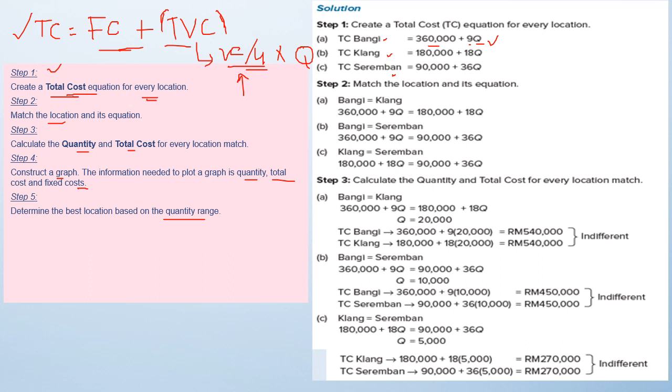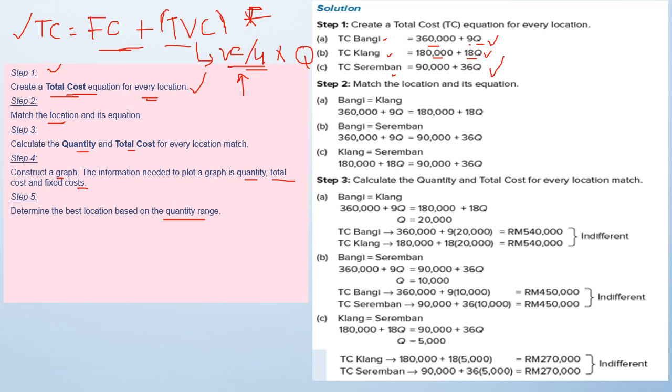And you do the same thing for Kelang and Seremban. You just replace the numbers given in the question. Fixed cost for Kelang is 180,000. Variable cost per unit for Kelang is 18. And you maintain the Q. But the main formula is this one. And this is the total cost equation for Seremban. Okay, so step number 1 is done. Siap, step number 1.